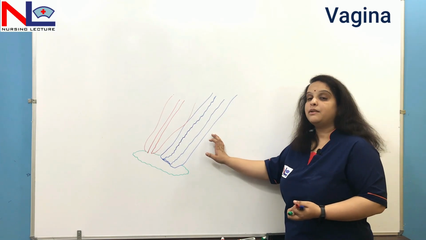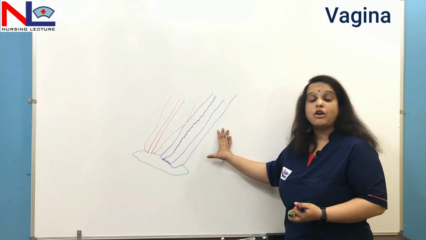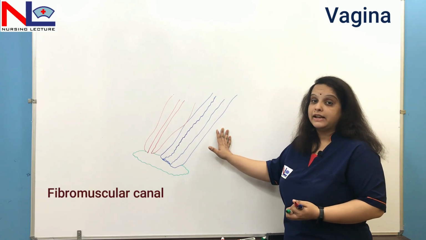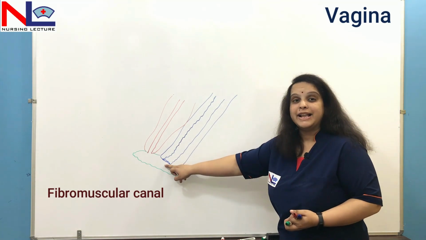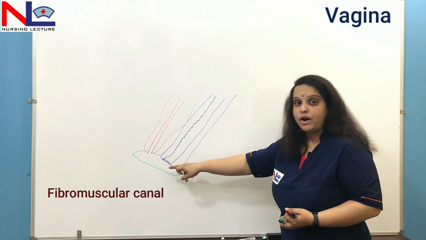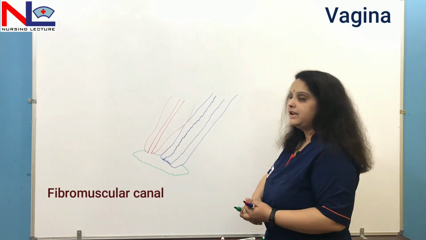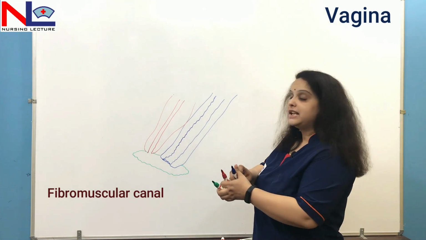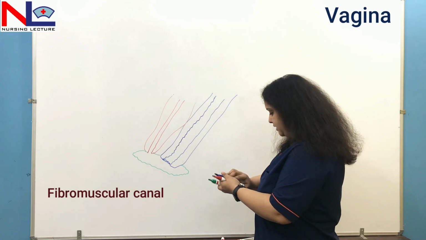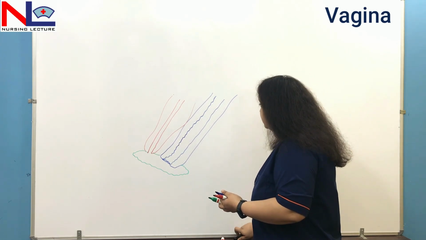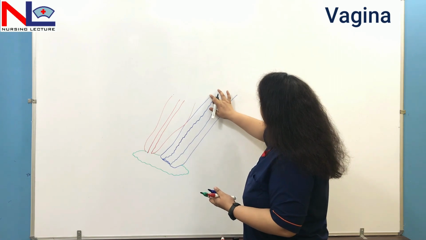So this is the vagina part, which is a long cylindrical fibromuscular canal that extends from externally in the vulva, which lies in the posterior aspect, because anteriorly is the urethra, and extends into the uterine cavity. So here is the uterus.